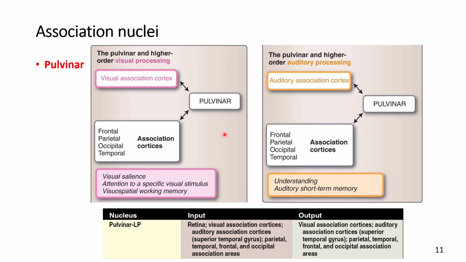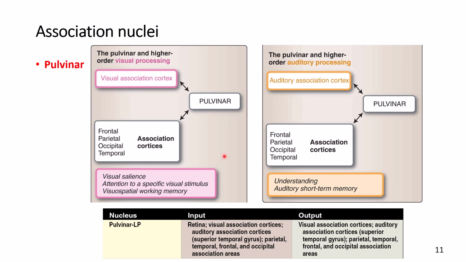Here, the pulvinar is important for both visual information and auditory information. It's bilaterally connected, with bilateral communication between the pulvinar and the visual association area, and the pulvinar is also connected with the other association areas in the brain. So in both the visual system and the auditory system, the pulvinar is connecting different association cortices.